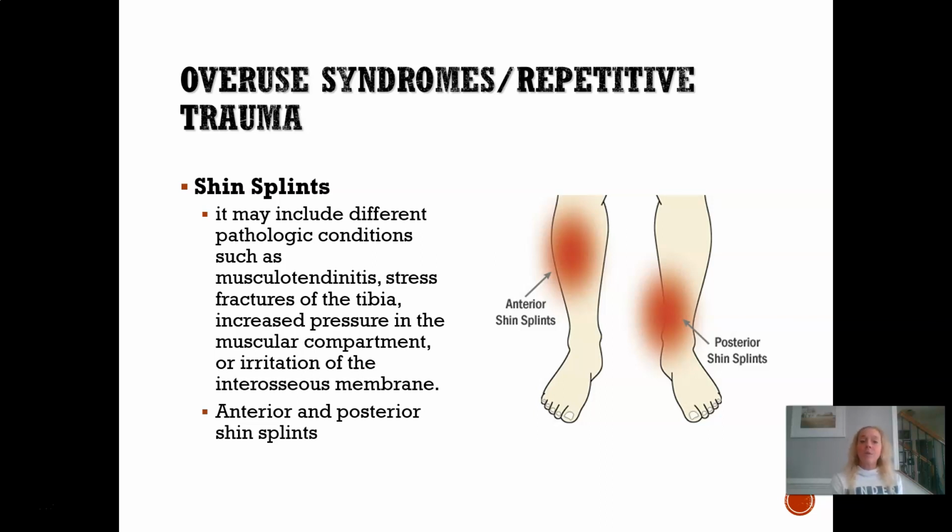Some other overuse syndromes that come from repetitive trauma, shin splints are one. When I say shin splints, most people usually think of anterior shin splints, and those are definitely the most common. That is an irritation of tibialis anterior. And again, it's usually from some sort of overuse injury, a lot of running, walking, anything like that can start to irritate the tibialis anterior.